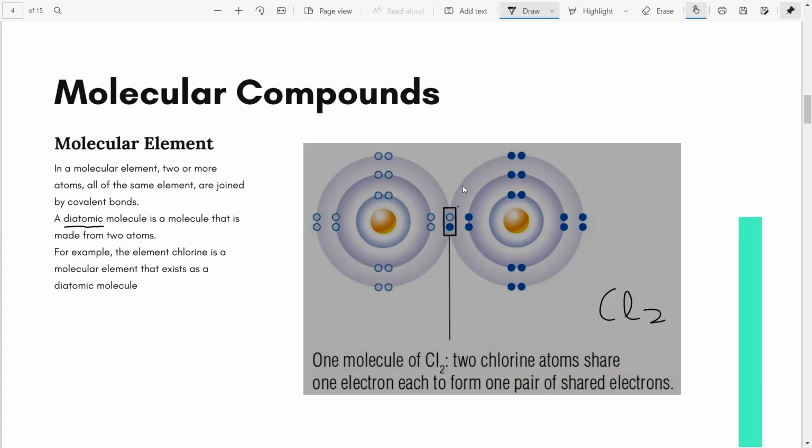So this in the middle here, consider that to be the sharing that is happening between the two molecules. So they each share one electron to form one pair of shared electrons. So one chlorine gives one electron, the other gives the other, and what they have is a pair between them that is being shared.